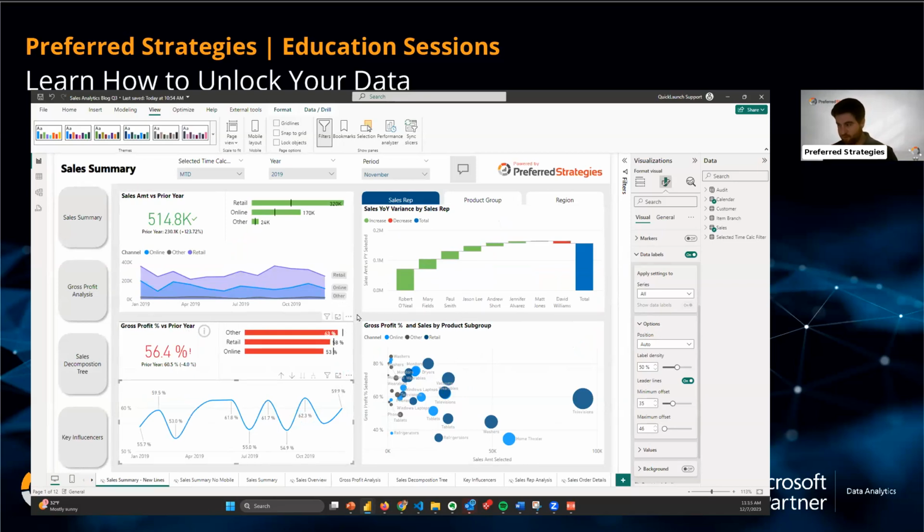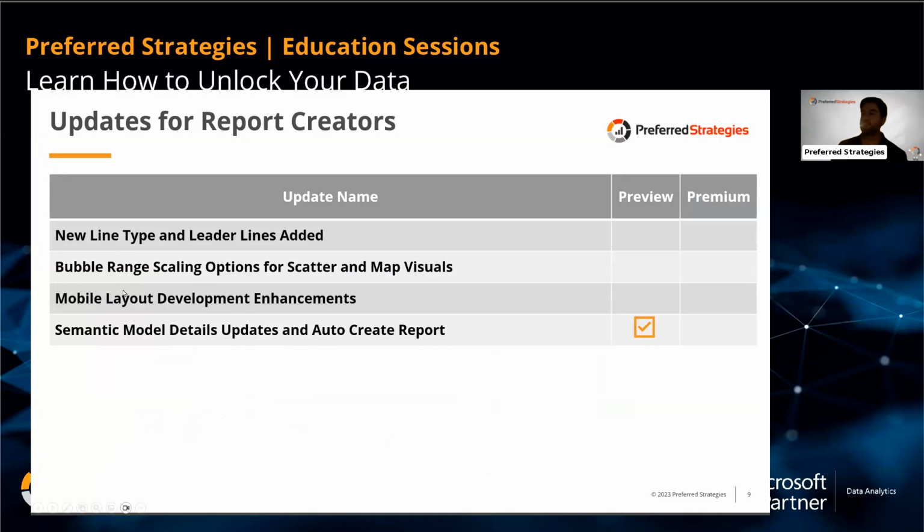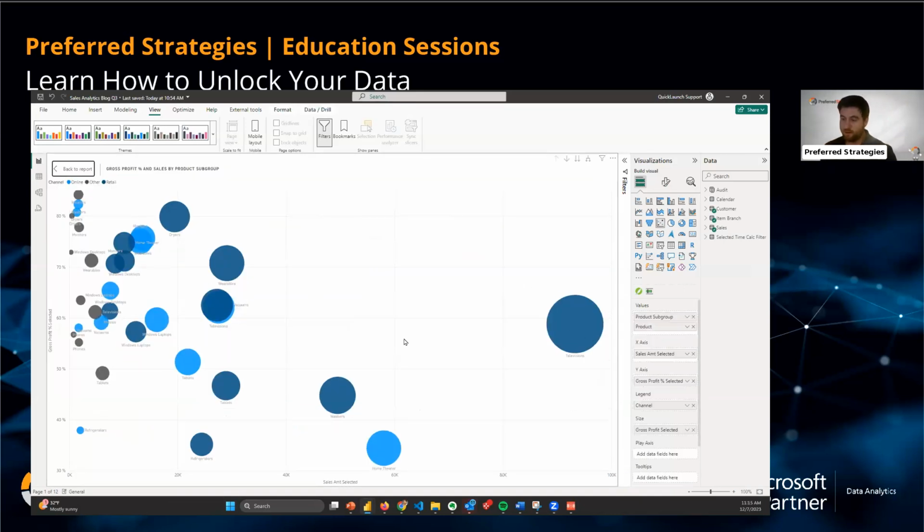Okay, so let's move on to the next one I have here, which is the bubble range scaling options for scatter and map visuals. So what the heck is that? Well, if I come back to Power BI Desktop, you'll see that I have a scatter chart here. Let's open this guy up in focus mode as well. Okay, so previously, if you had a scatter chart, you couldn't control anything except for the size, and you couldn't dynamically change your data points within this visual based on the data. But now you can.